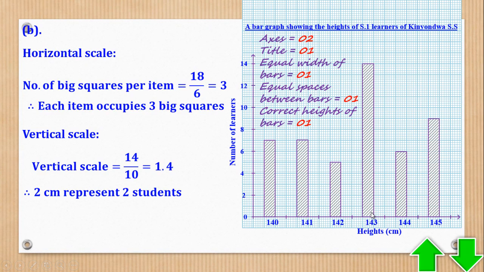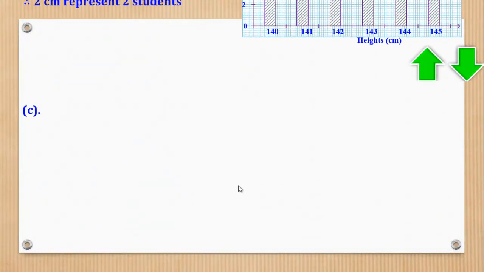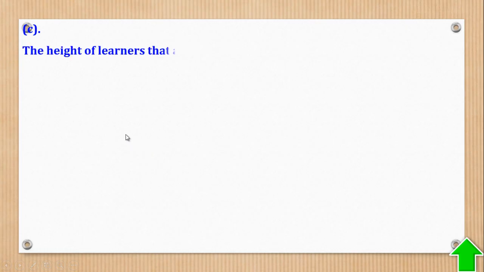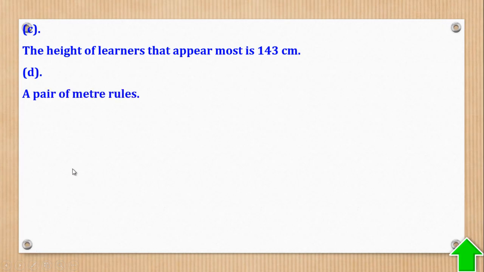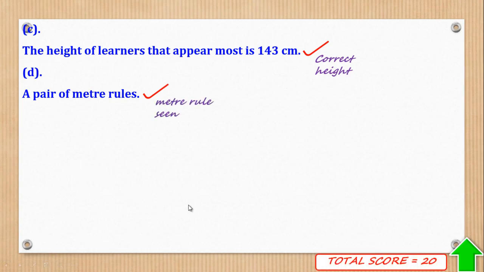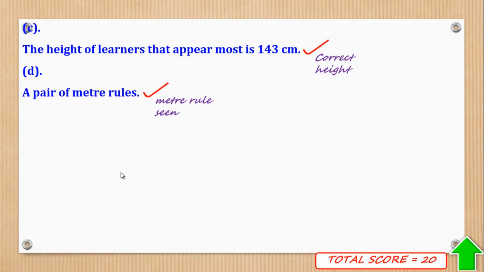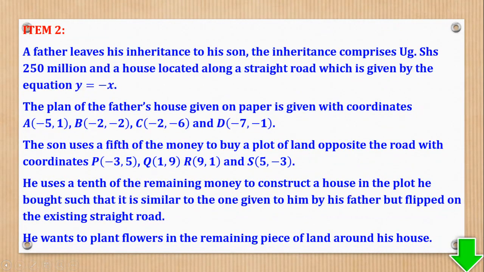So there are 14 learners with a height of 143 centimeters. So you come here and say, then another instrument could be a pair of meter rules. So those were the 20 scores for item 1. Now we shall go to item 2.